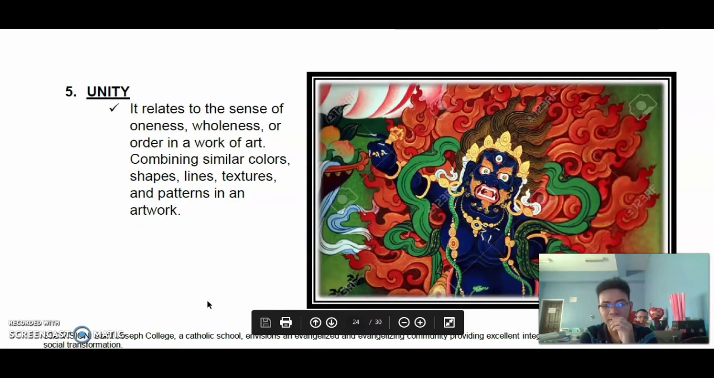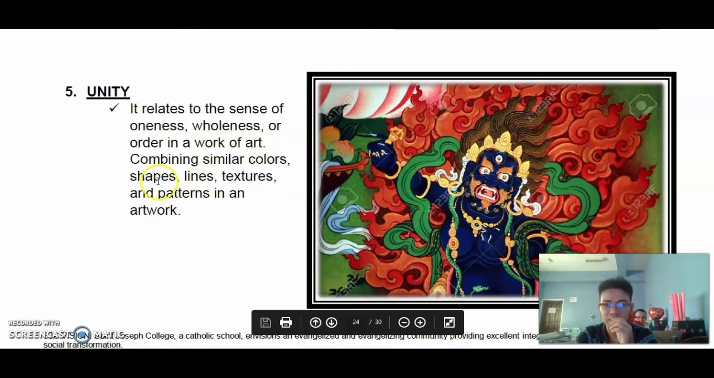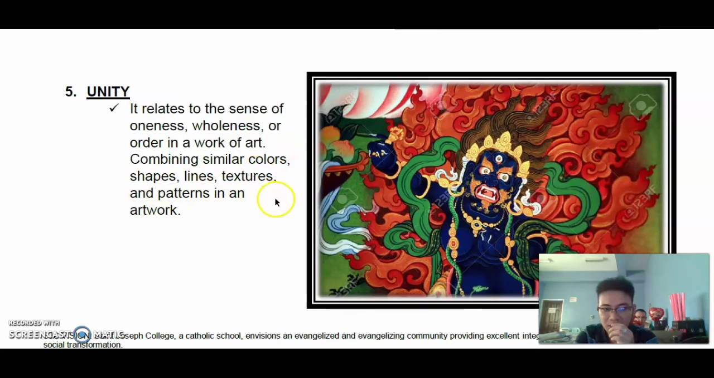Okay, the fifth one, we have the unity. This is somewhat confusing, so we will differentiate this one from the other principles. It relates to the sense of oneness, wholeness, order in a work of art, combining similar colors, shapes, lines, textures, and patterns in an artwork. So unity creates a wholeness of a specific artwork.